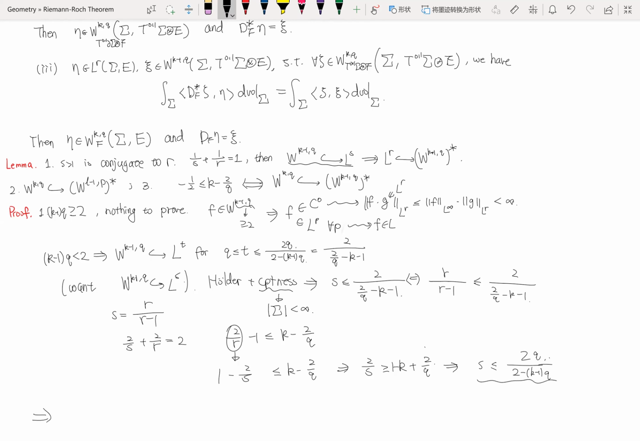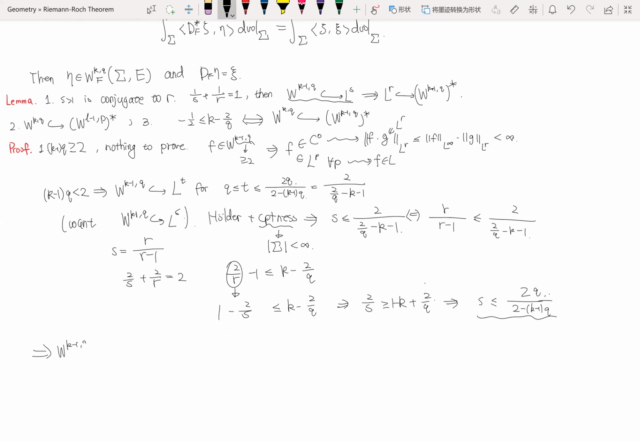So we have the embedding W^{k-1,q} is embedded into Ls. When we take the dual, we obtain a dual map Lr to the dual of W^{k-1,q}, and it is a map of Banach spaces. We know that the embedding is dense, because we always have the smooth function embedded into the Sobolev space, and it is dense in Ls. So the Sobolev space is also dense in Ls, and this tells us that this is an embedding. Finally, we obtain Lr can be embedded into the dual of W^{k-1,q}.